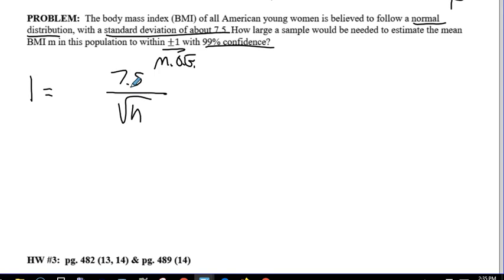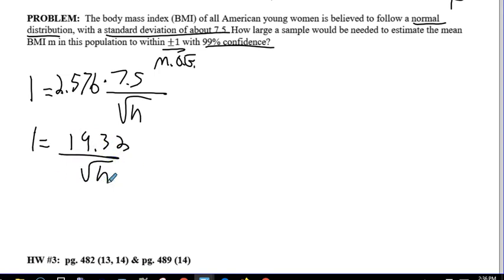So we go to our chart. We already know it, so we already looked it up. Because we're doing 99% confidence again. So it's at 2.576. All we're going to do is multiply those. So we're going to multiply 2.576 times 7.5, which is 19.32.